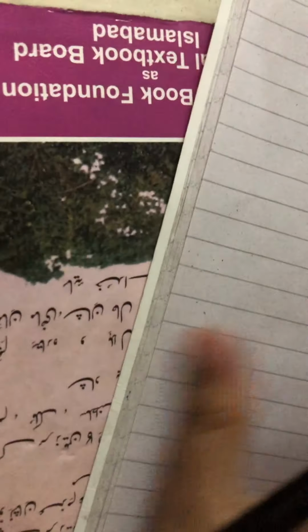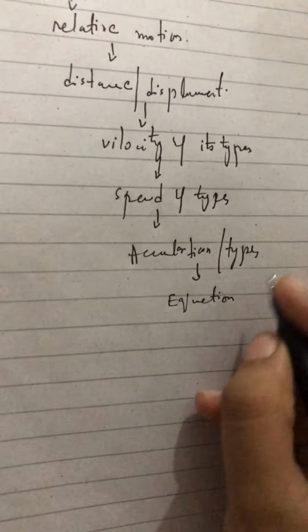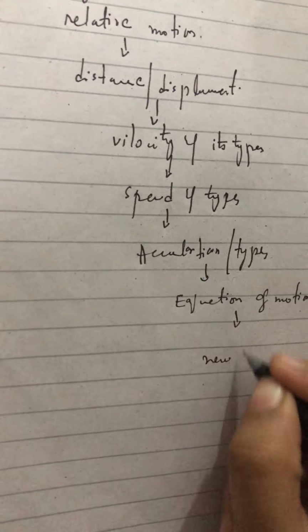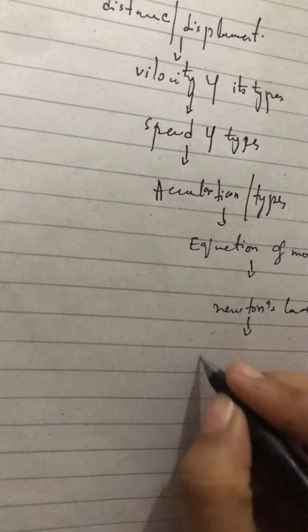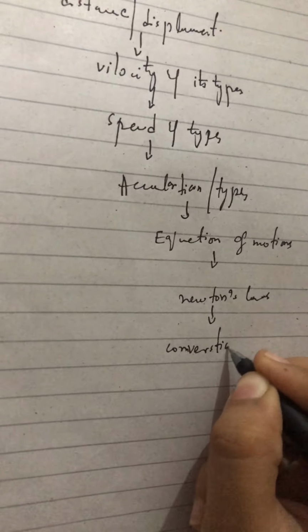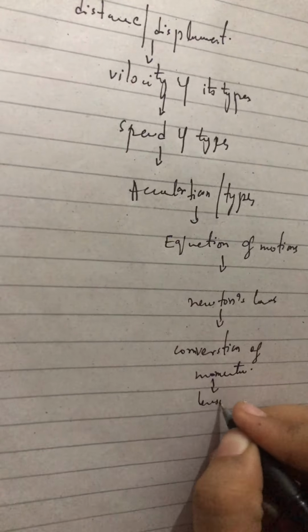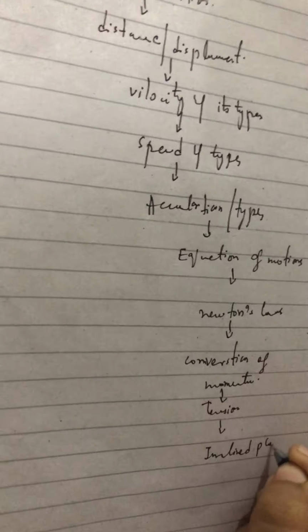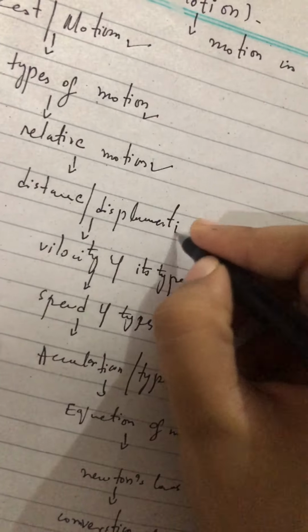After that, we are having equation of motions. We are having 3 equations of motion. Then we are having Newton's laws. Then conservation of momentum. Then we are having tension. After that, inclined plane. So this is all that we will be learning in this chapter. First of all, we will see about what is rest and motion, types of motion, the relative motion, distance and displacement.